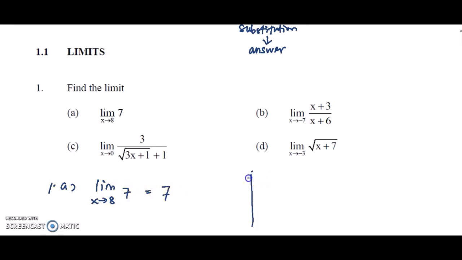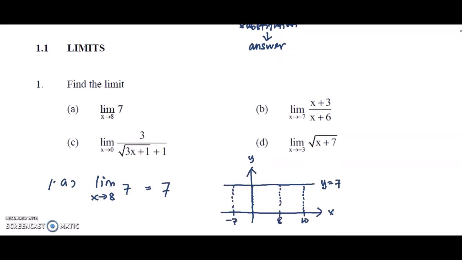All right. This can be explained by using the graph. If you have a graph y equals 7, then no matter what value x approaches, for example if this is 8, when x approaches 8 from left and right, you will see that y approaches 7. Or when x approaches negative 7 maybe, y also approaches 7. When x approaches 10, y also approaches 7. Or even when x approaches 0, y also approaches 7.